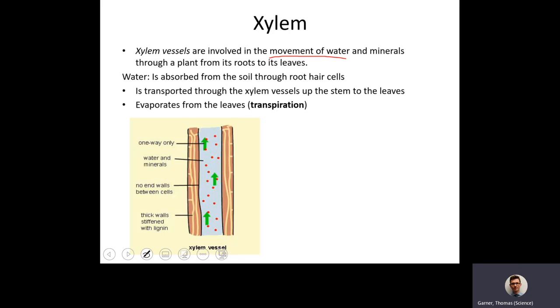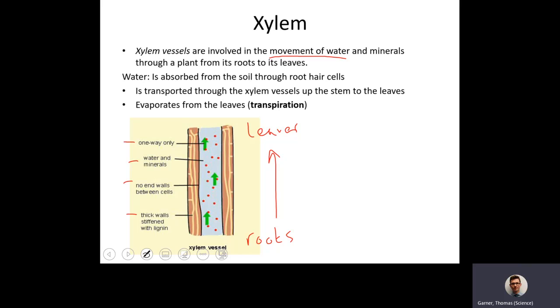Okay. Some features of the xylem that we need to know are at the side there. So there is one way only. So it can only go from roots to leaves. It's the only way that water can travel in the xylem. It has to go from the roots to the leaves. It can't go the other way.